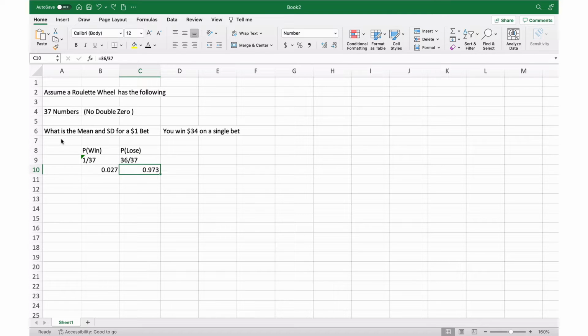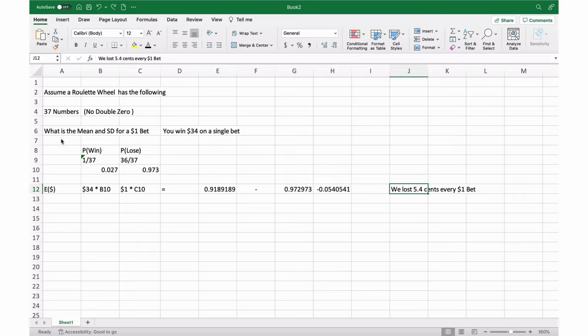So now that we've set up our probabilities, we can compute the mean. If we take the probability of winning and multiply by how much we win, the $34, you're going to end up with $34 times the value here in B10. And if we do the same thing for losing, you're going to end up with a $1 loss times the value in C10, which is that probability of losing of 0.973. So we want to add our expected value of winning, minus the expected value of losing. And when we do that, we end up with 0.9189 minus 0.9729. And that gives us a minus 0.054, meaning we're going to lose about 5.4 cents on every dollar bet. And that's how we can compute the expected value.